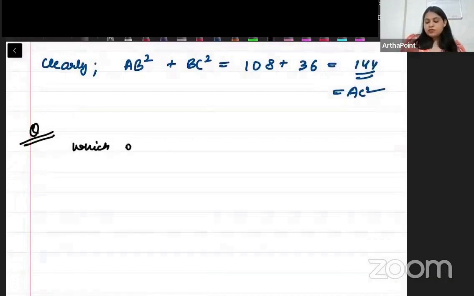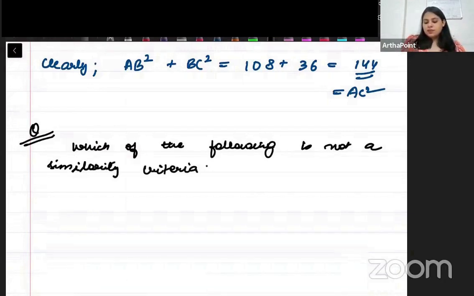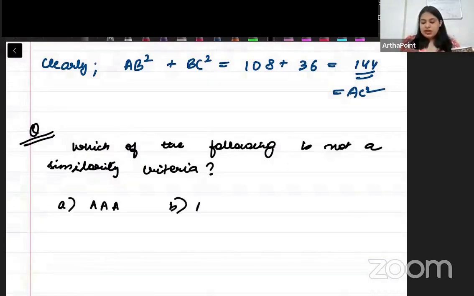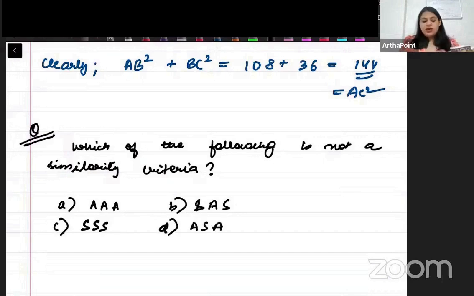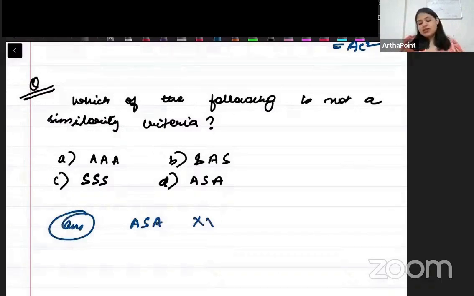Which of the following is not a similarity criteria? I just taught you all the similarity criteria, which is not a similarity criteria. A, AAA, B, SAS, C, SSS, D, ASA. So you have to tell which is not a similarity criteria. Answer. Beta, ASA is not a similarity criteria.